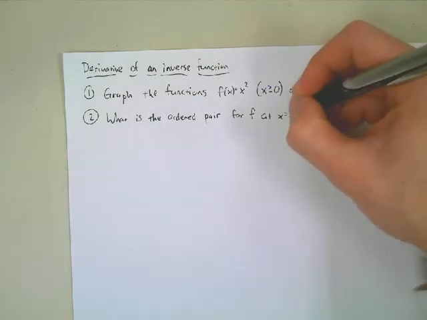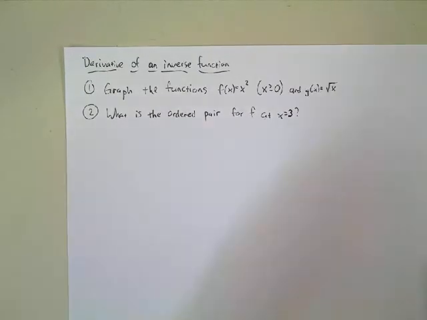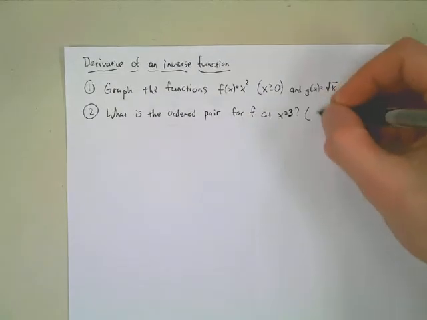So you can use your calculator if you want to do that, or you can just use what you know about f, right? So you can use the function. What would be the coordinate there for f at x equals 3? So yeah, the point would be 3, right, for the x coordinate, comma 9.